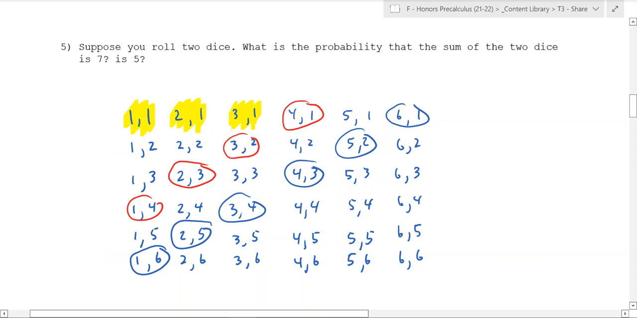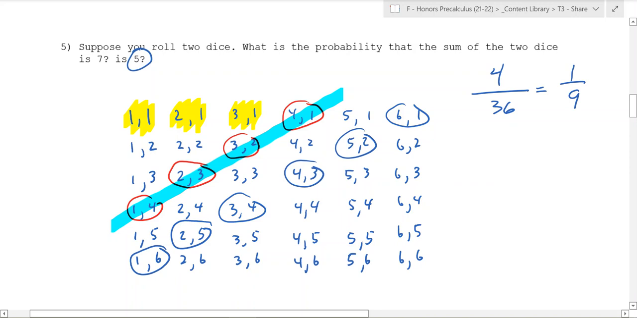So what do you see here? This is where the sum is 5. The sum is 5. So what that means is there are a total of 4 ways for the sum to be 5, but then how many ways are there to roll the dice possible? Well, you can see that there's 6 times 6 entries, so that's going to be 36. So the probability the sum is 5 is going to be 4 over 36, which is 1 out of 9.